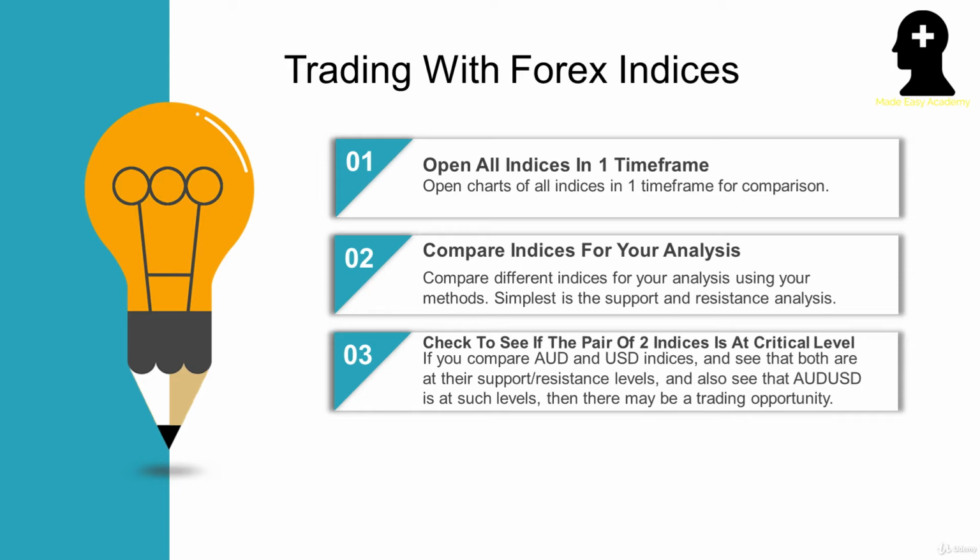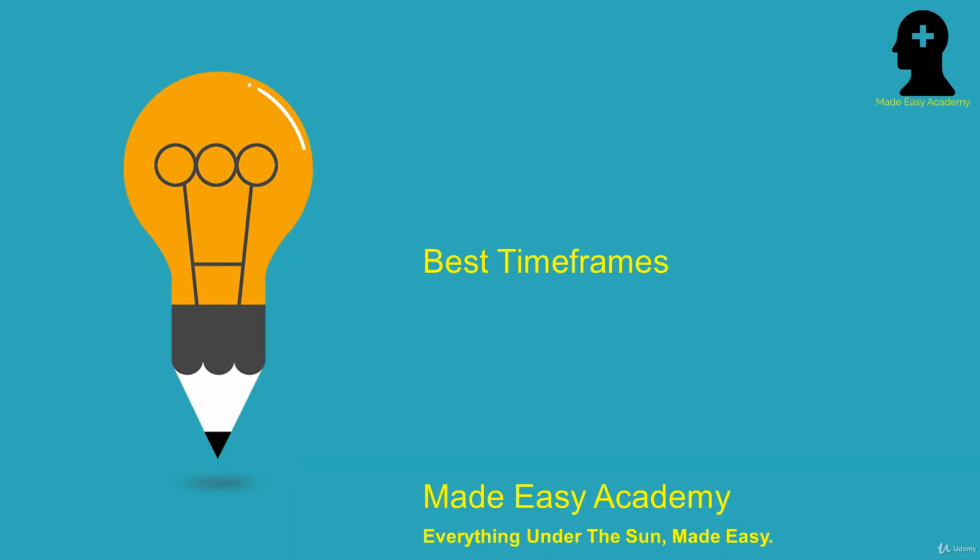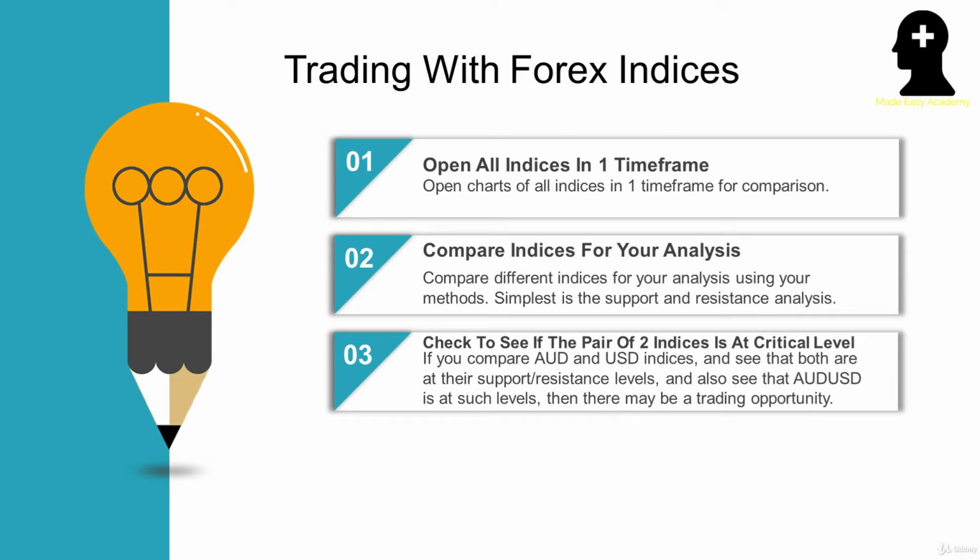Then you compare indices for your analysis. You compare different indices for your analysis using your own methods. The simplest is the support and resistance analysis, which I showed you using the Australian dollar index and the New Zealand dollar index. And you check to see if the pair of two indices is at a critical level. Okay. If you compare the Australian dollar and USD indices and see that both are at the support or resistance levels, and also see that Australian dollar, US dollar is at such levels, then there may be a trading opportunity. Okay. Like I showed you with the Australian dollar example.